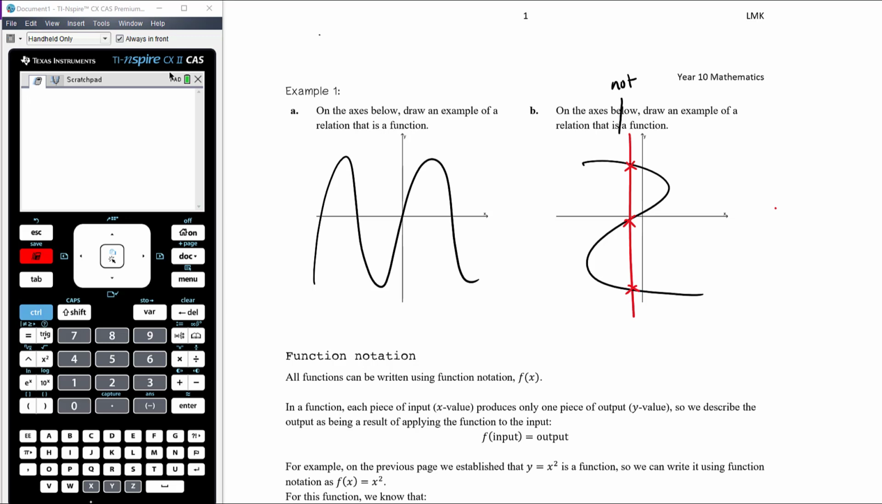So as I said, you can draw whatever you want as long as one meets the vertical line test, hence it is an example of a function, and one doesn't meet the vertical line test, hence is an example of a relation that is not a function.